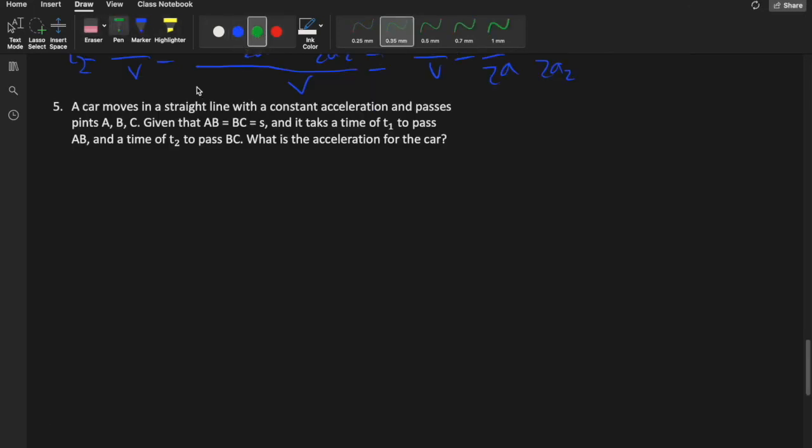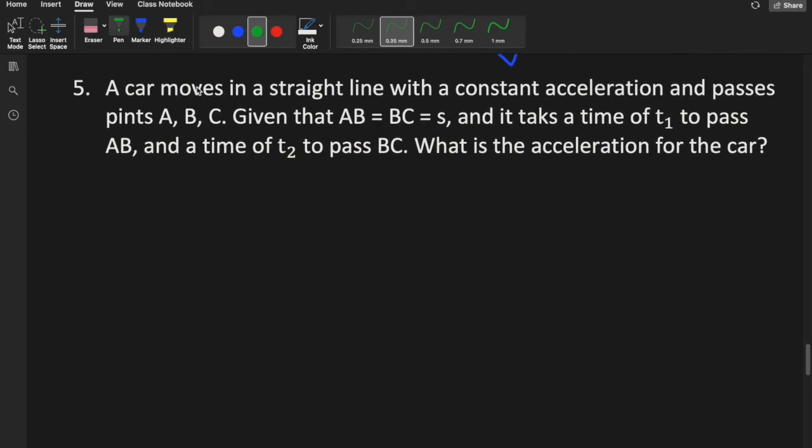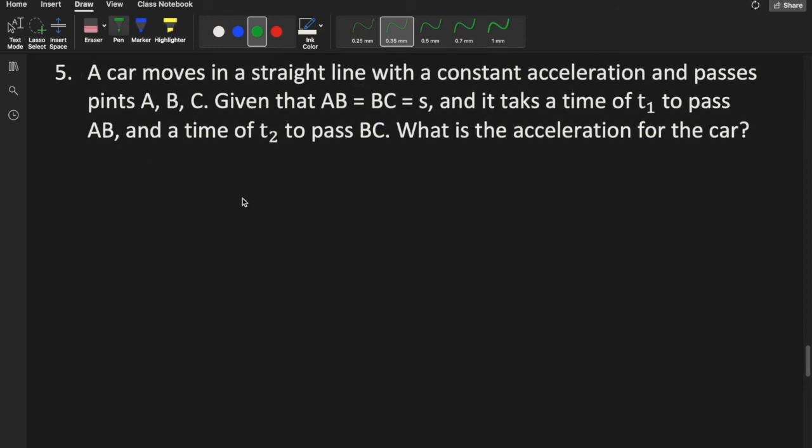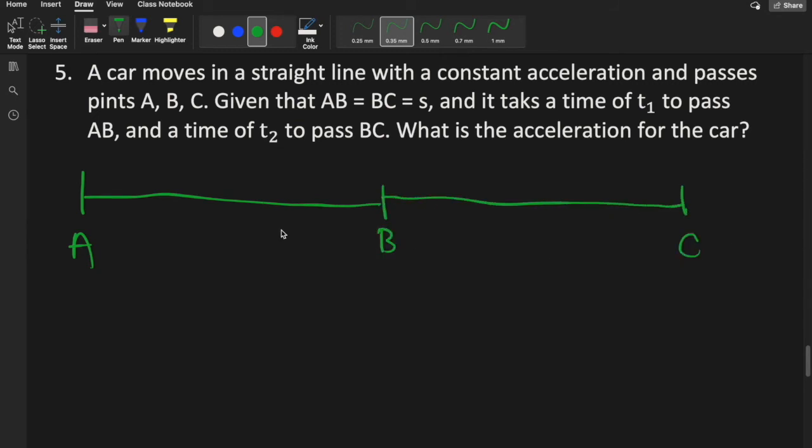A car moves in a straight line with a constant acceleration and passes points A, B, C. Given that AB is equal to BC is equal to S, and it takes a time of t1 to pass AB and a time of t2 to pass BC. What is the acceleration of the car? For this problem, I'm gonna draw a picture first. So here is point A, point B, and point C, right? And we know it has a displacement of s, and takes a time of t1 for AB, and a time of t2 for BC, right?